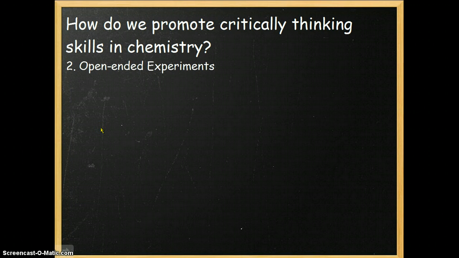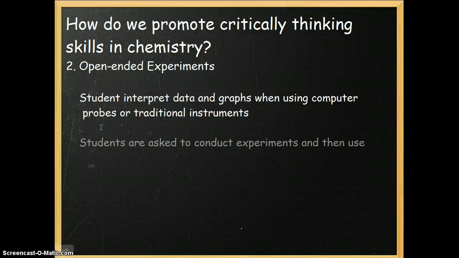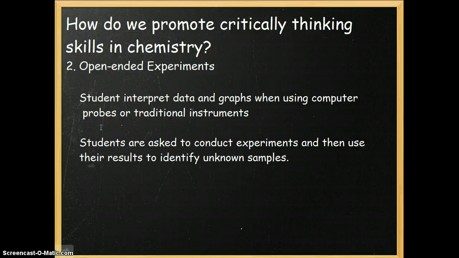Another thing we do is we try to do a little bit of open-ended experiments where they have to interpret the data in the graphs when they're using computer probes or traditional instruments as well. So if we have these different probes that take readings and graph, then they need to interpret what that is meaning. Often we try to ask the students then to use this information to identify an unknown substance. It's usually, you know, obviously a substance that they've already tested, but based on their data, they've got to make a judgment on what they've been given when they test it and looking back at their things. This requires them to think a little bit about how they go about conducting the experiment and how they read the data that they take.